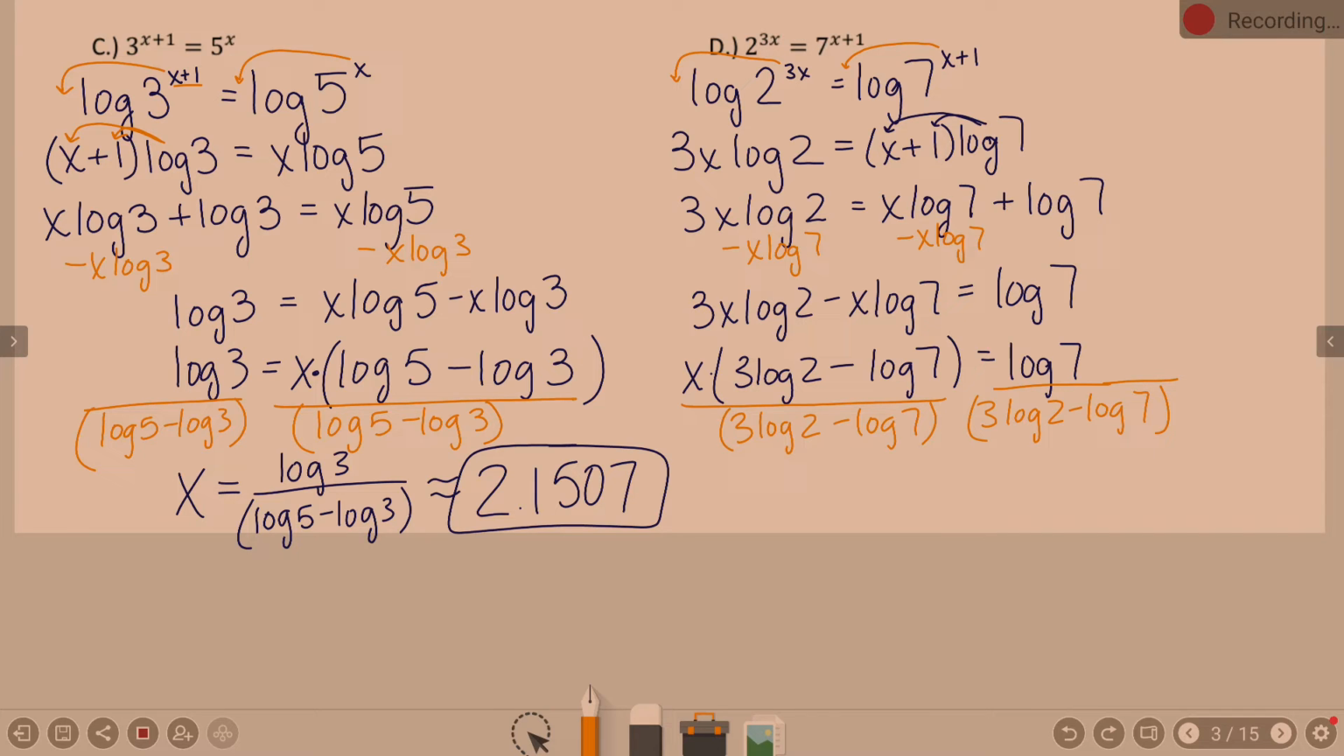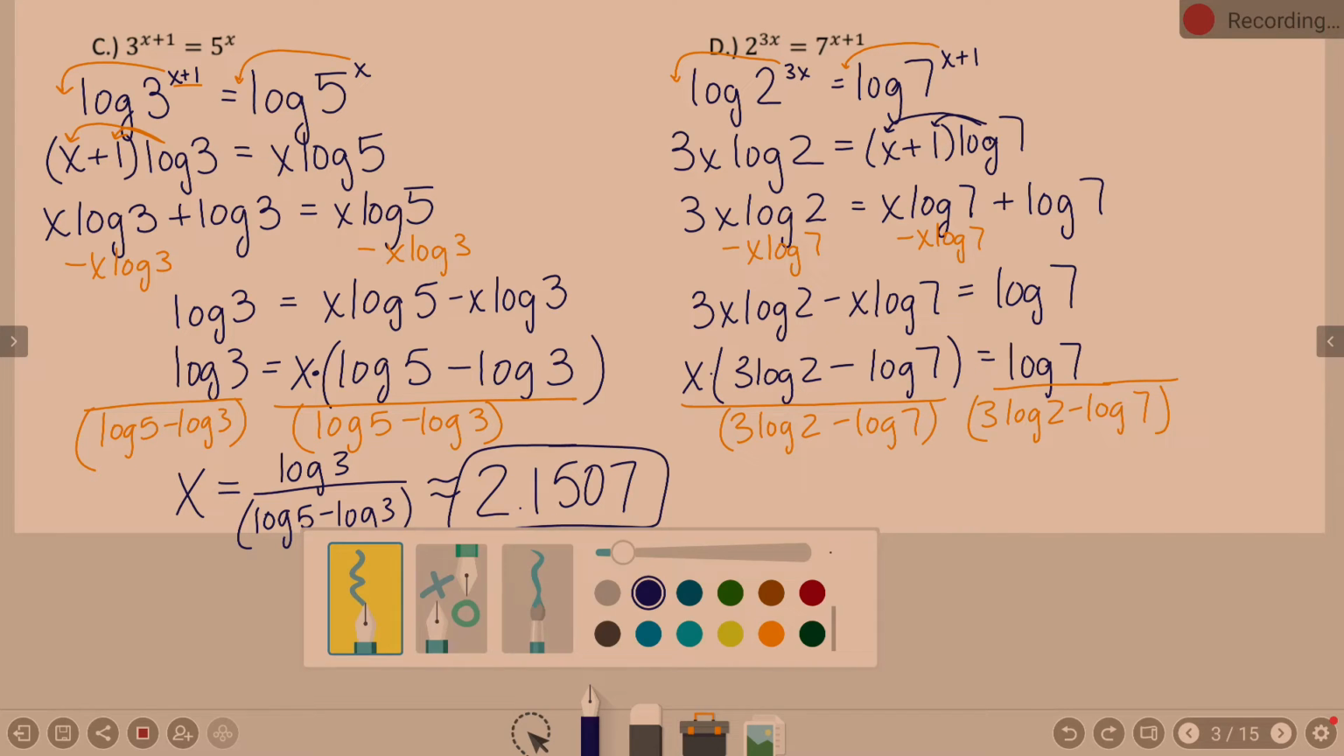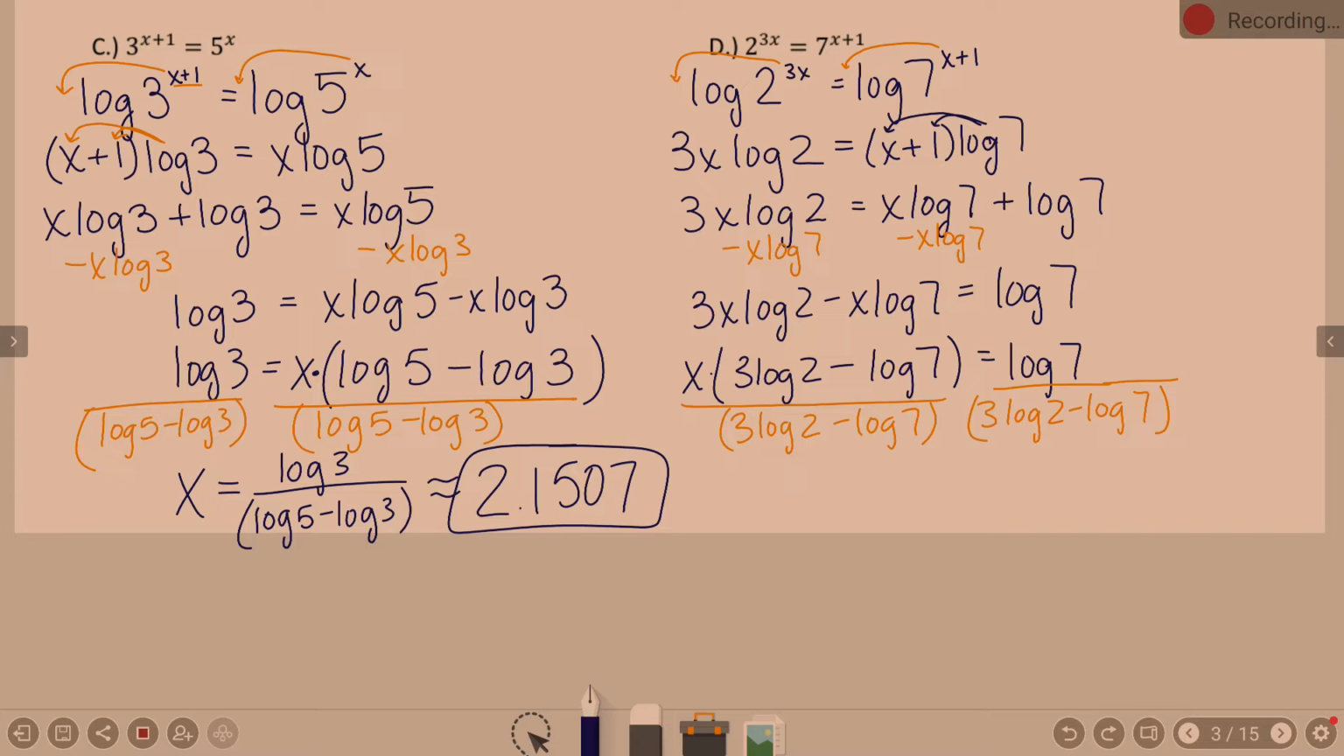Remember, what did I suggest about the denominator there yesterday? Put it in parentheses, right? When you're dividing and there's multiple pieces, put it in parentheses. So x is going to be whatever you get when you do log 7 divided by the quantity, 3 log 2 minus log 7.